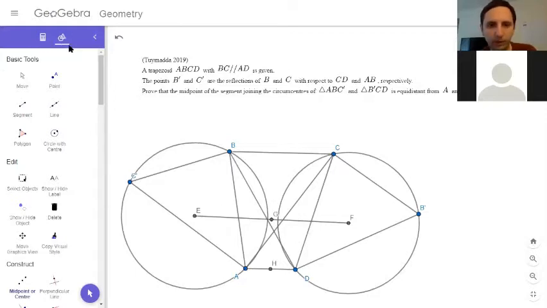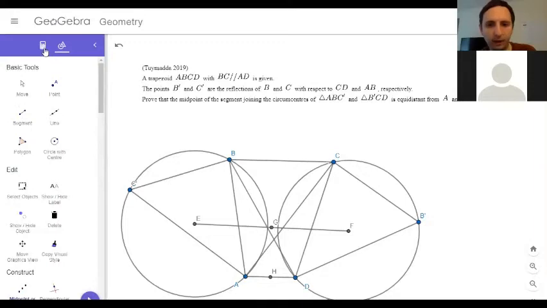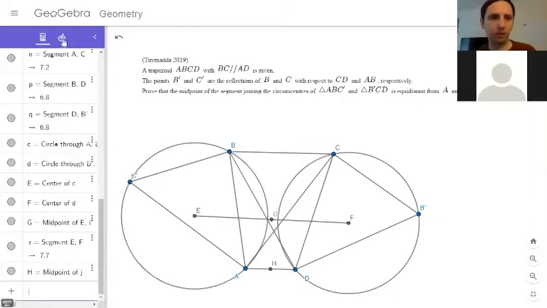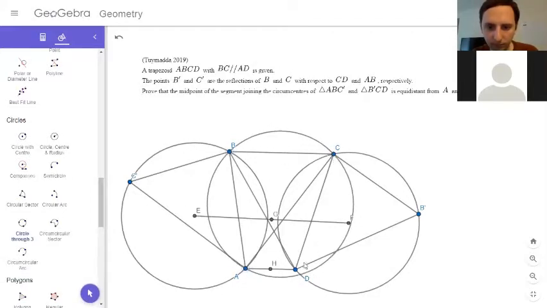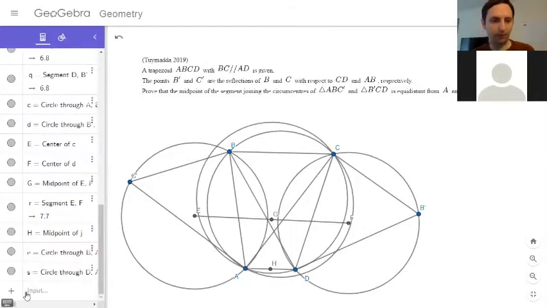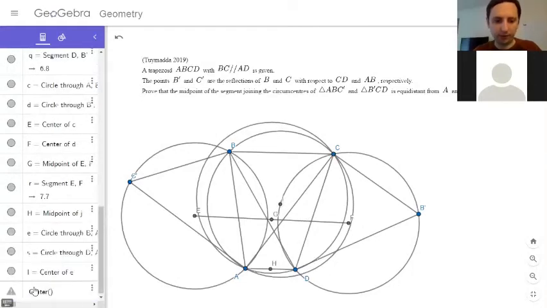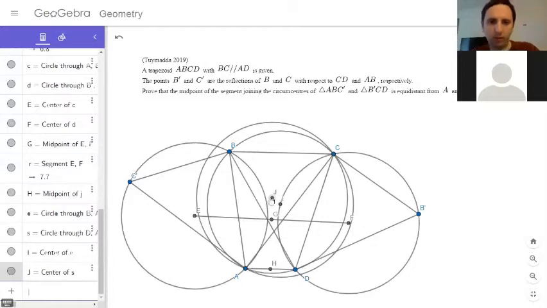Let me draw the orthos. Let me draw the circumcircles of ABC and ADC. So yeah, there's going to be a lot of circles here, but oh well. So let's just see how that looks. Center of E and center of S. Okay, so it's like we take J and we reflect it across AB and we get E. And then we take I and we reflect it across CD and we get F.